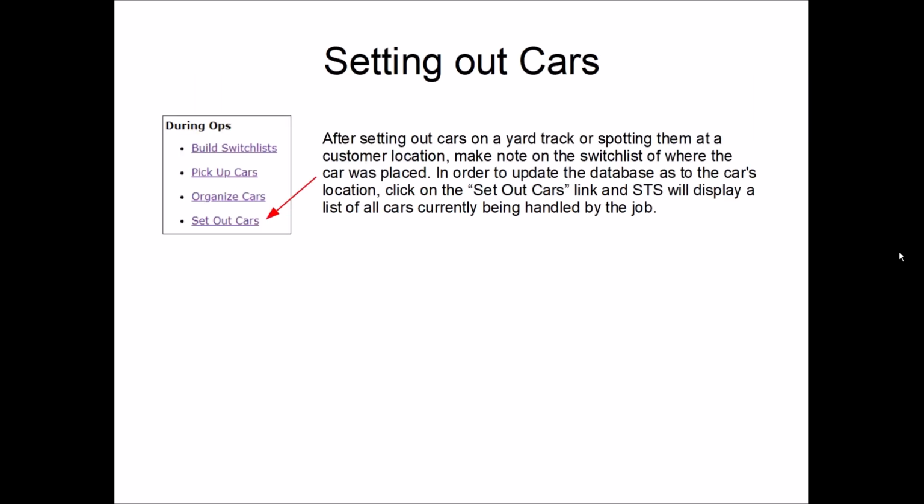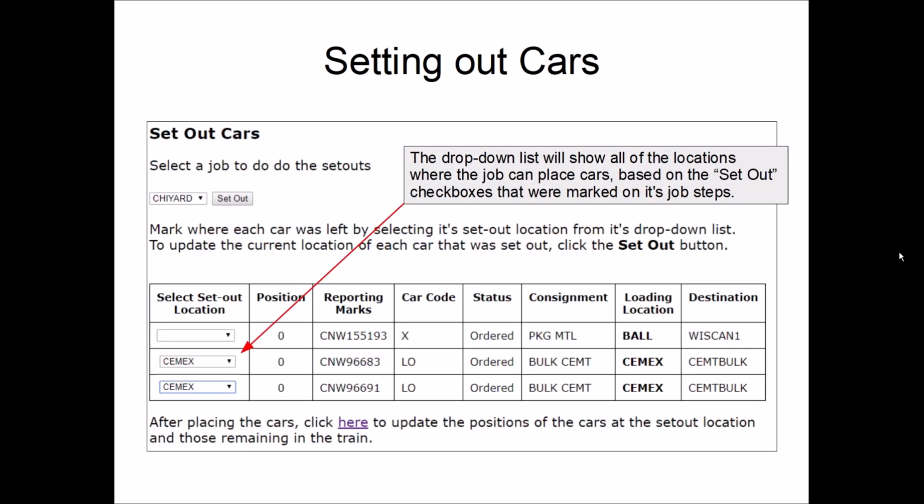Once we get to where we're going to spot the cars or set out the cars, we use the set out car link. This is where we tell STS where the car was left. On the left-hand side, you'll see there's a drop-down box. The only options you'll have in that drop-down list are the places that you told STS the train will travel through. In this case, because the Chicago switcher is only working in Chicago yard, the only places it can drop cars off are Chicago customers and the Chicago yard.